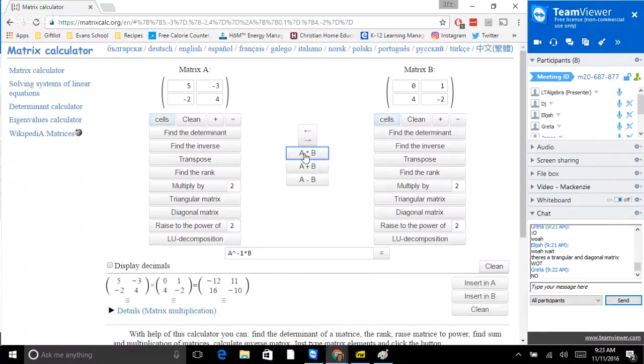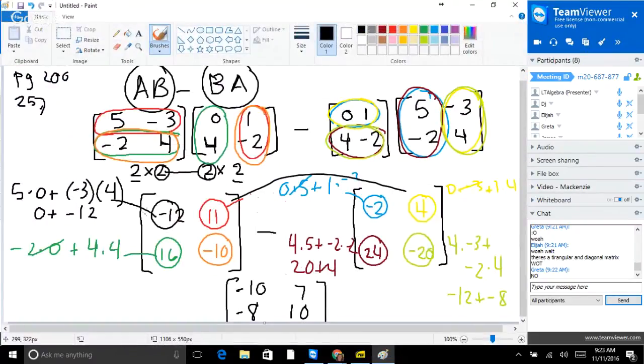So the first thing we want to do is find A times B. So let's check our work. A times B, and then the calculation comes up down here. A times B is negative 12, 11, 16, negative 10. So let's switch back here. Negative 12, 11, 16, negative 10. So we did A times B correctly.